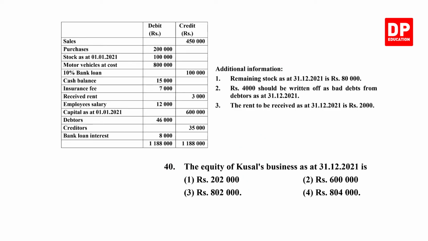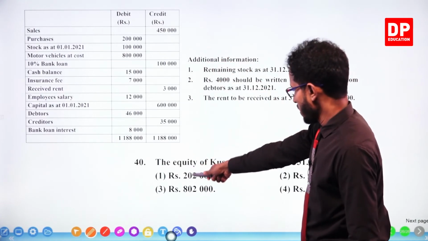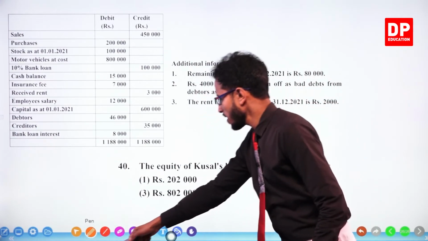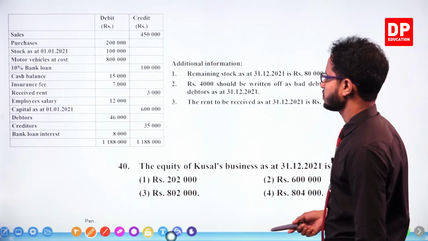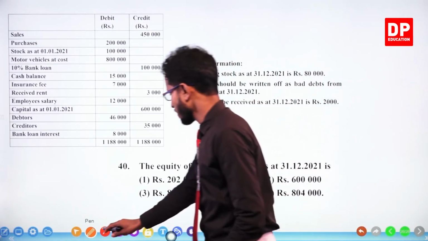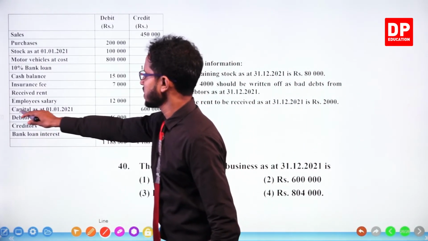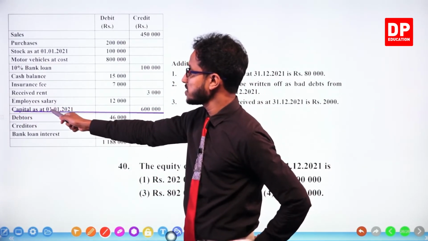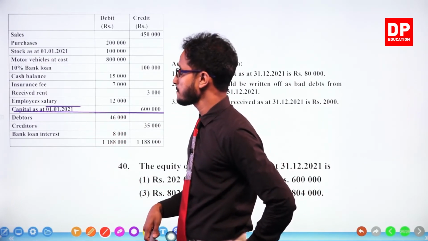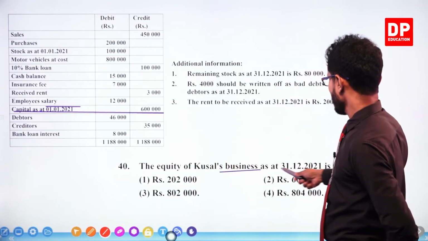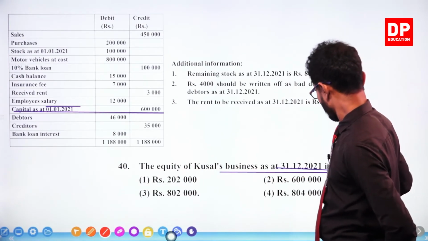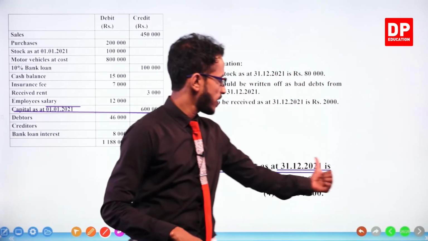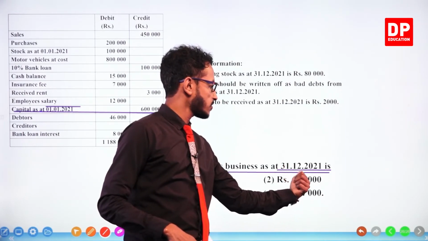Next question. Equity. Now they are asking for the equity of Kusal's business. It's easy. Equity is given here, 600,000. But that is 1st January. They are asking for the equity as at 31st December.